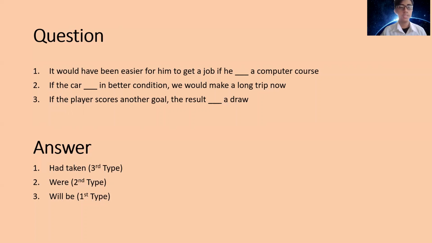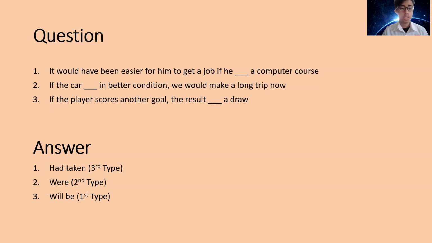And the second is if the car were in better condition, we would make a long trip now. This sentence, we use the second type of the conditional sentence. If blank, we would make, would and verb 1. And we can fill the blank with were or past participle.